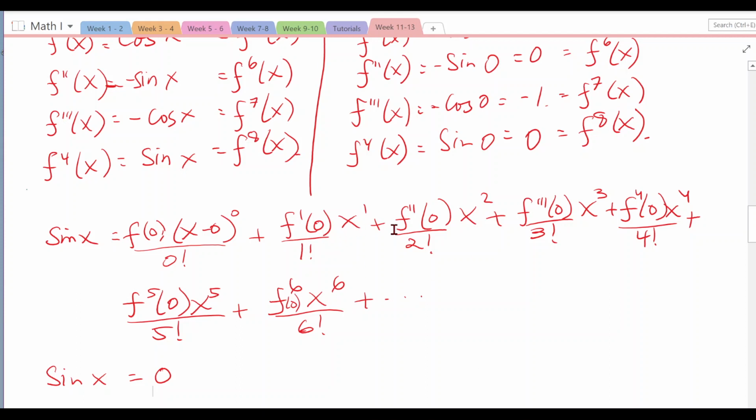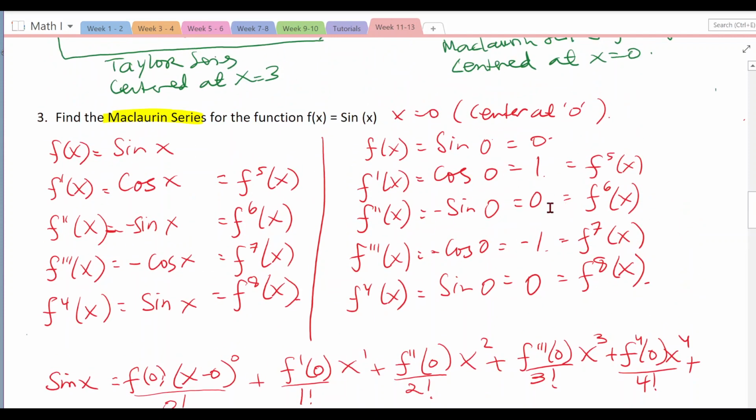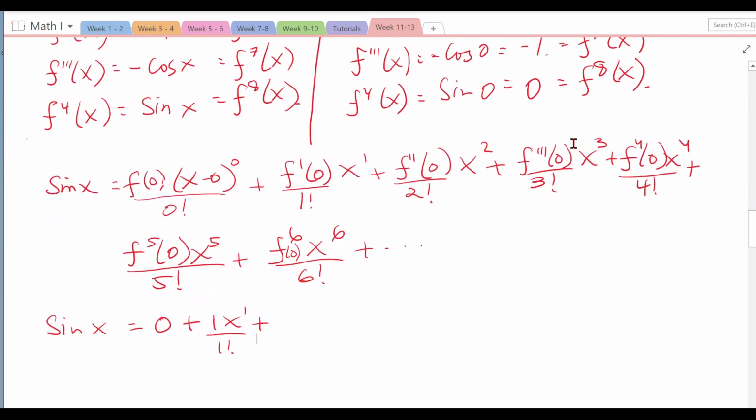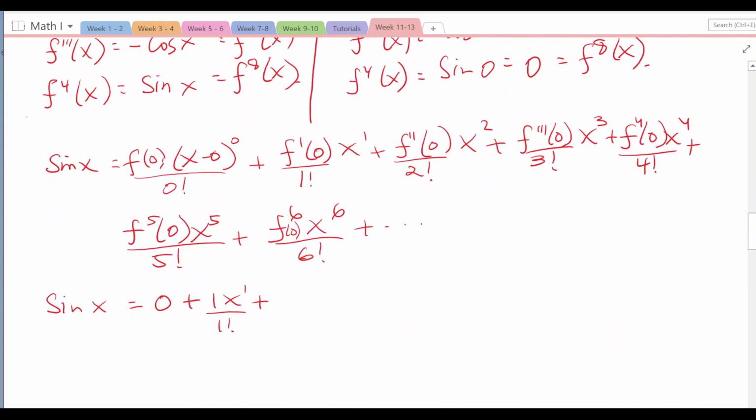Positive 1 times x to the power of 1 divided by 1 factorial. And then the next term is 0, sadly. The second derivative is 0, then the whole thing will become 0, x squared divided by 2 factorial.